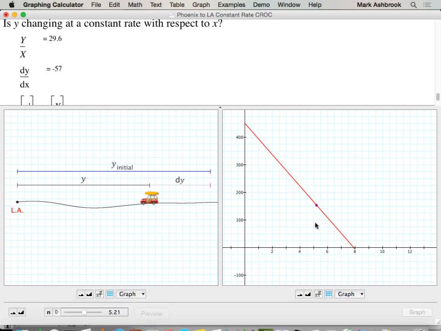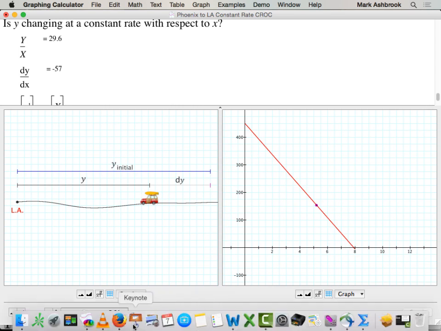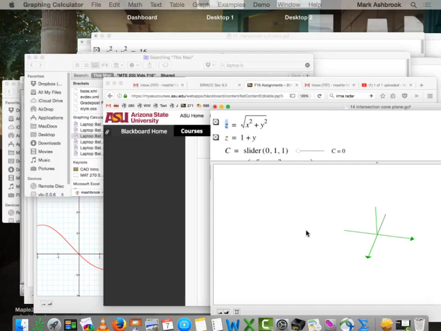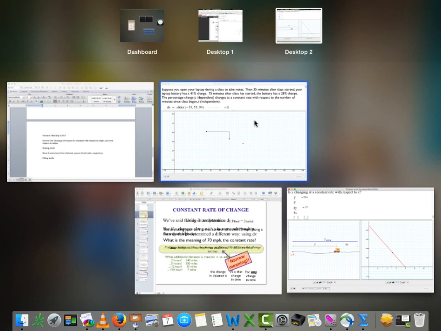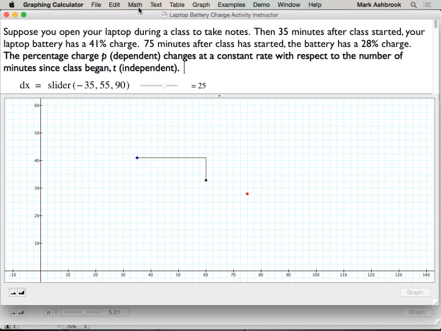So let's go to the laptop battery, and let's build the equation of the line the same way. I want you guys to practice building the equation of the line the same way we did here. Let's all use the initial point here, which is 35, 41, is that right? Yep, so you're going to do the same thing. And then this is going to be any point x, y. So let's see, T, P. We'll use T, number of minutes since class week.